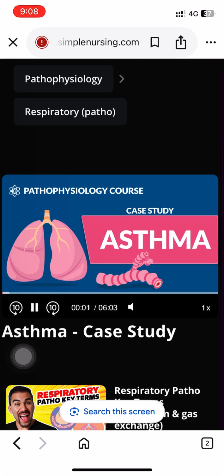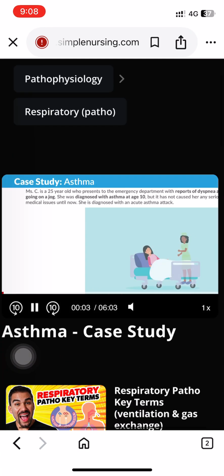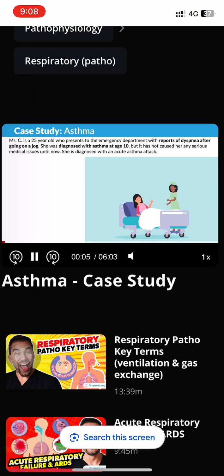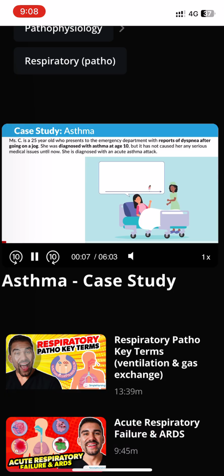Okay, now for the case study on asthma. Miss C is a 25-year-old who presents to the emergency department with reports of dyspnea after going on a jog. She was diagnosed with asthma at age 10, but it has not caused any serious medical issues until now. She is diagnosed with an acute asthma attack.